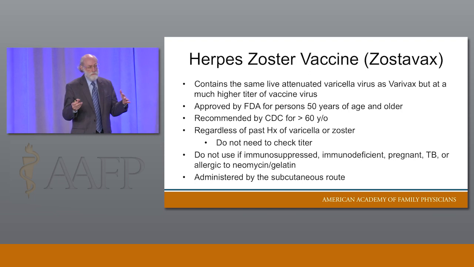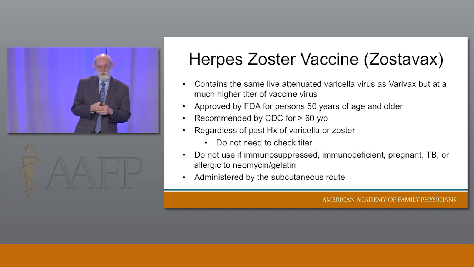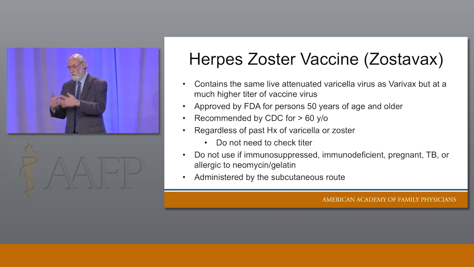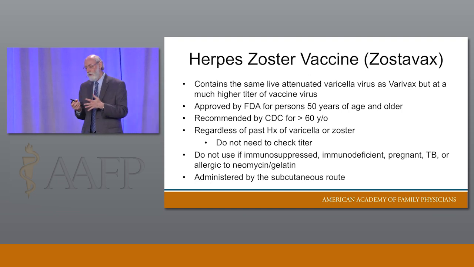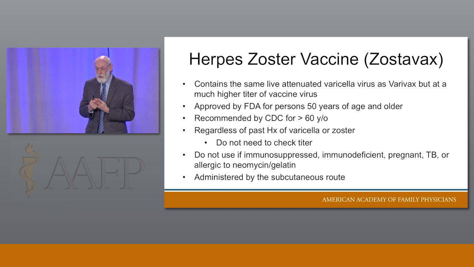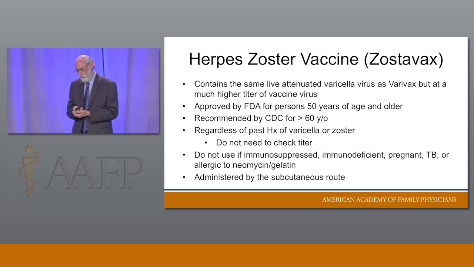You don't need to check for titers or past history of zoster. You can give either of those vaccines. But don't give the Zostavax to someone immunocompromised, because it's a live virus vaccine.